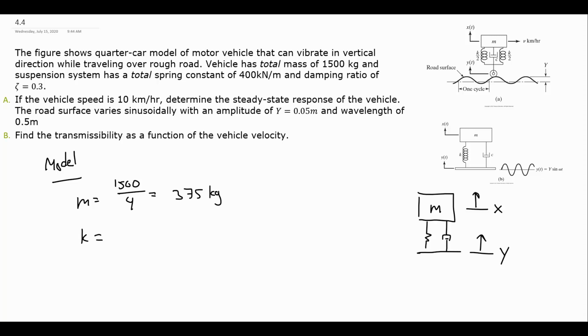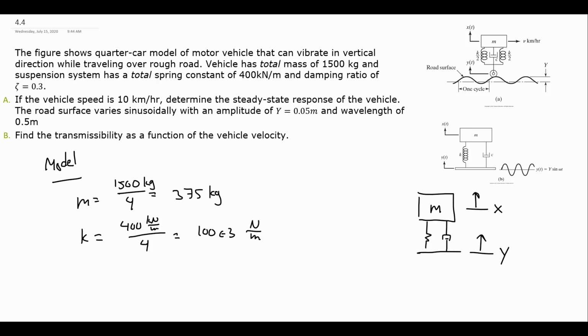And the total spring constant of the full car, since we're assuming that the full car can only move in a vertical direction, means that the suspension system would be in parallel. So also we need to quarter the spring constant. So it will be 400 kilonewtons per meter over 4. So that is going to give us 100,000 newtons per meter. I'll work with base units.